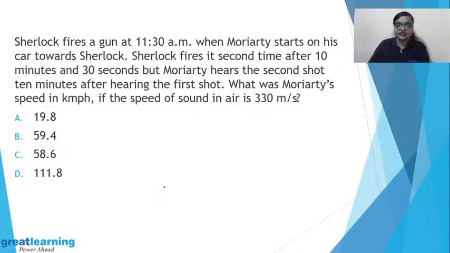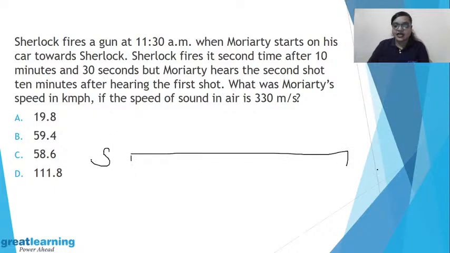Some people wanted me to explain the previous question again, and I'll just do it at a very fast rate, right? So Sherlock was there, Moriarty was there. Moriarty is the person who's moving, right? So in that particular situation, what happens? Sherlock has fired a gun at 10 minutes 30 seconds, right? So this guy is moving and he will be at some point after 10 minutes. So the time taken by Moriarty is 10 minutes.